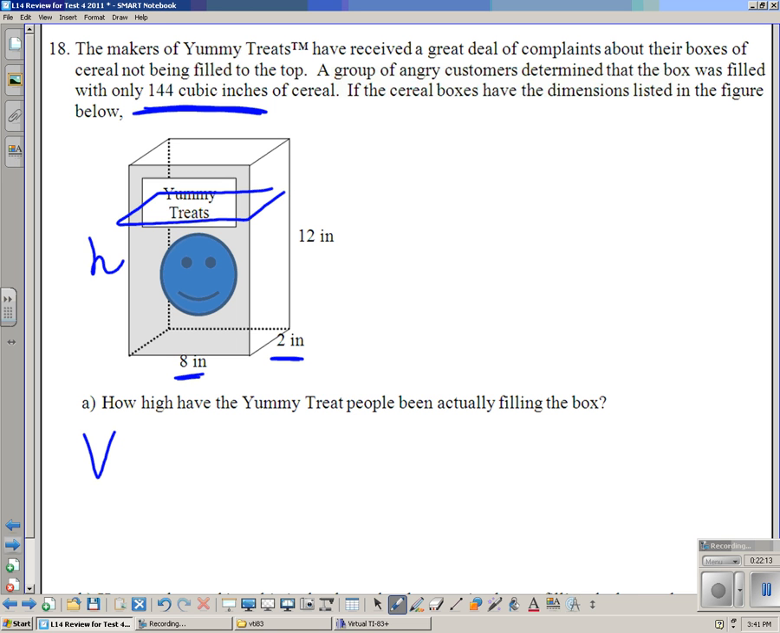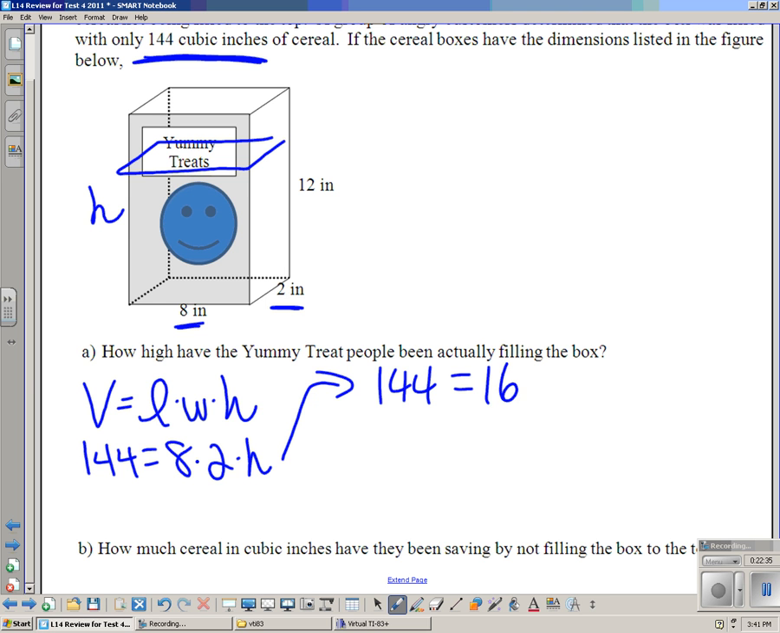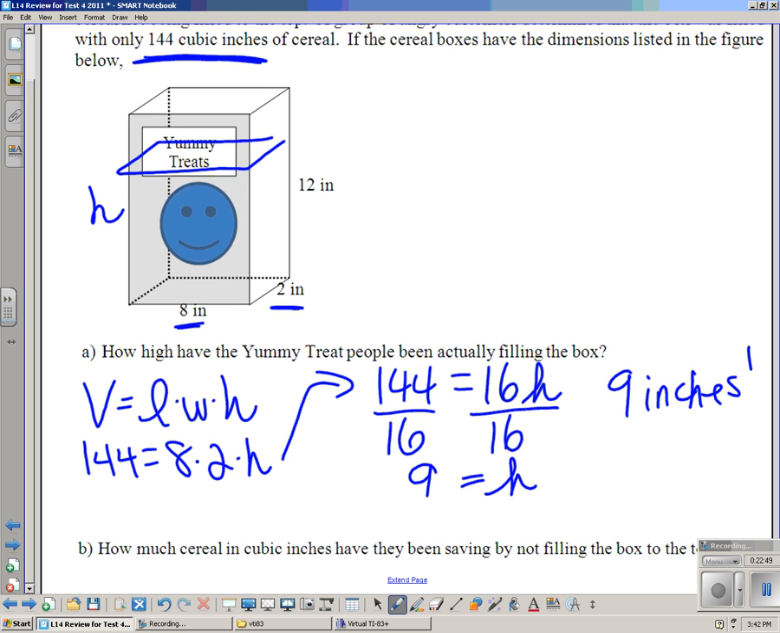So the volume of a rectangular prism, which is what this is, is length times width times height. We know the volume of cereal is 144. We know the length is 8, the width is 2, and we don't know the height to which they're filling the box up. We know how high the box is, but we don't know how high they're filling up the cereal. So we have 144 equals 8 times 2, which is 16h, divided by 16, and h is 9. So they are filling this box up to 9 inches. That means they're leaving 3 inches to spare here.